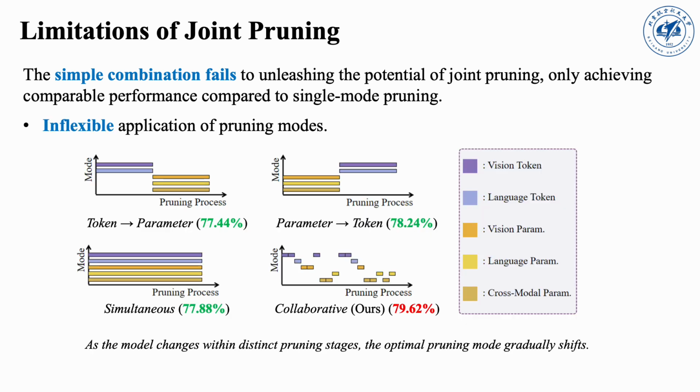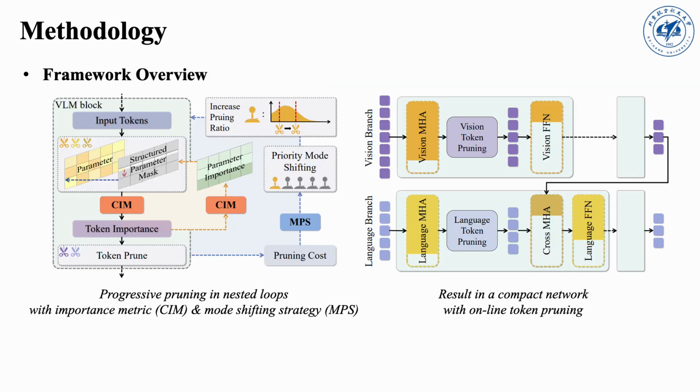Second, inflexible application of pruning modes. During progressive pruning, the optimal pruning mode, that is parameter or token pruning on the vision or language parameters, gradually shifts. Consequently, applying a fixed pruning order is prone to incur a suboptimal solution, thus degrading the final performance under high pruning ratios. To address these issues, we propose COMP for VLMs by exploring effective simultaneous pruning of parameters and tokens.